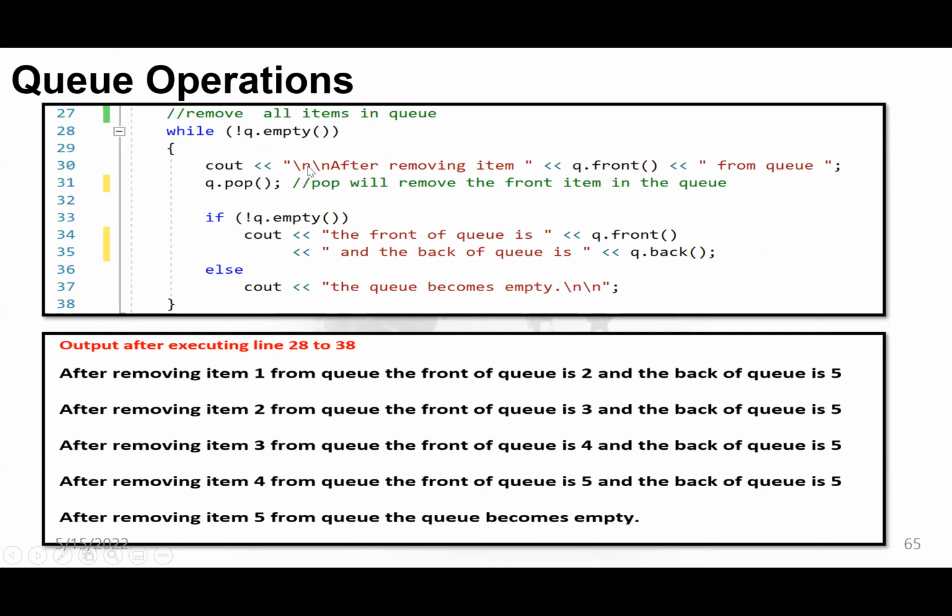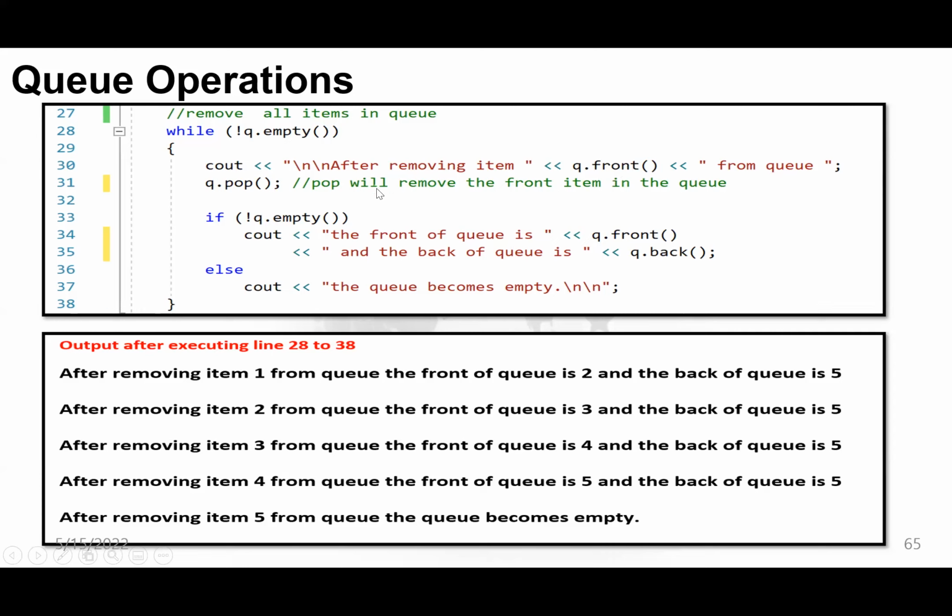Every time I remove an item, before I remove, I will print out what is in front first. Because remember, when we insert an item to the queue, it will be inserted at the back, right? But when you want to remove, you have to remove the first one, the front. So that's why I will print what is in the front first. I'm trying to print out what I remove. That's why I put queue.front.